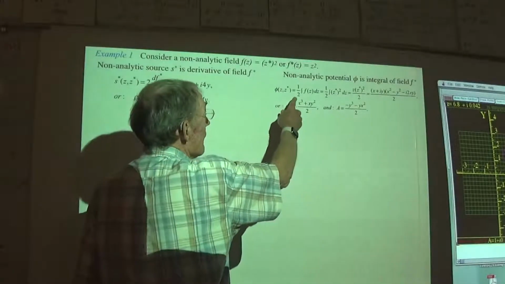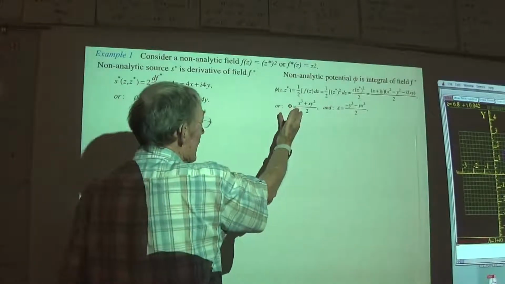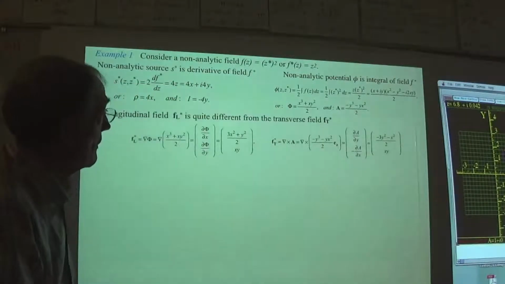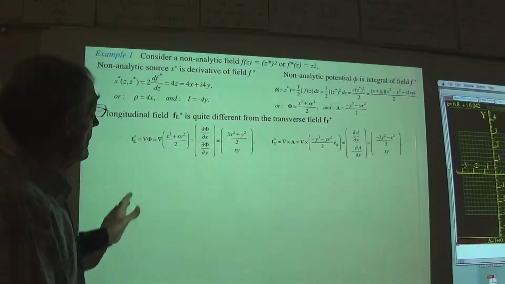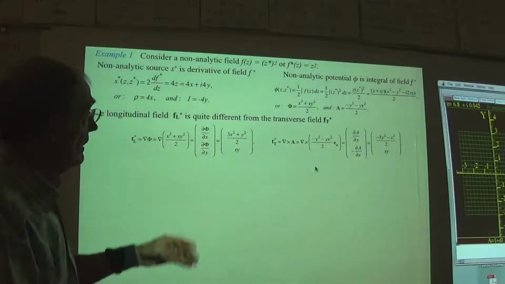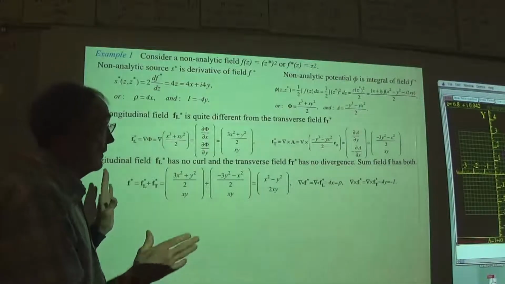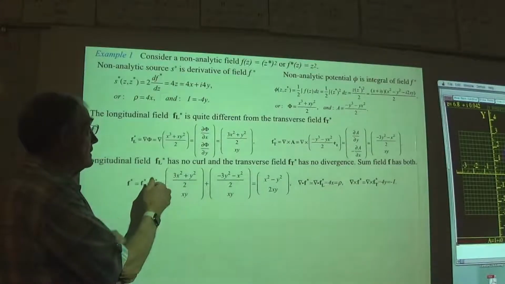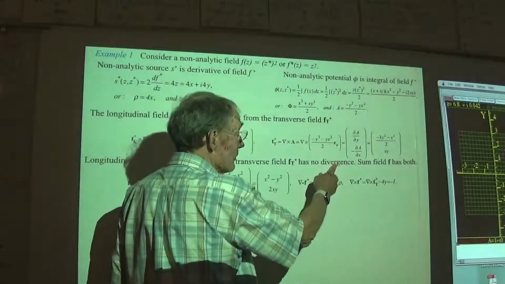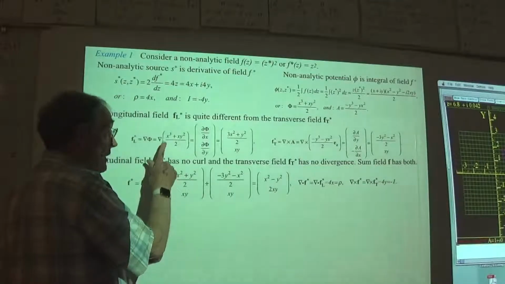And then if I integrate this thing, this is the potential I get. I've got a scalar potential that looks like that, a vector potential that looks like that. Okay, so what will we get? We get a longitudinal field very different from the transverse field, and there are the actual equations for the thing. Now this is important: this guy has no curl, and this guy has no divergence. So this one's got lots of curl but no divergence, and this one's got lots of divergence but no curl.